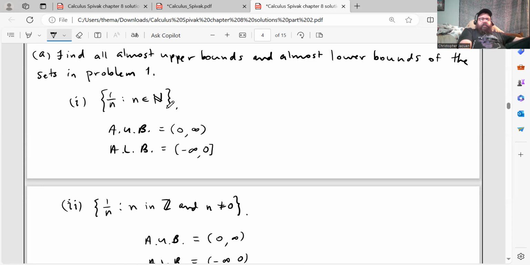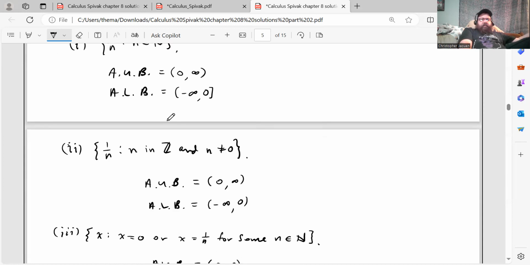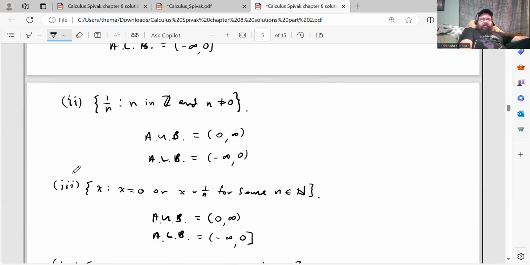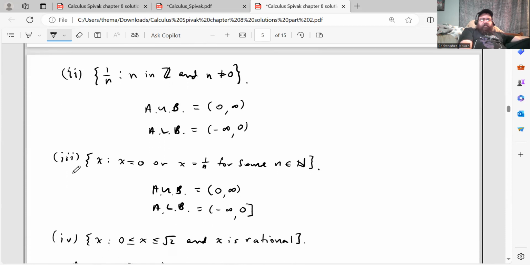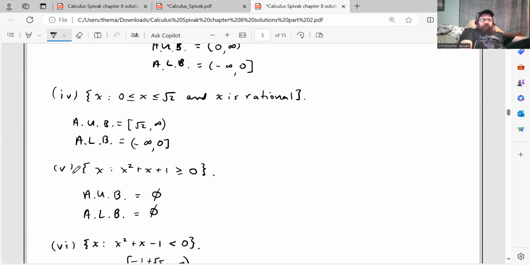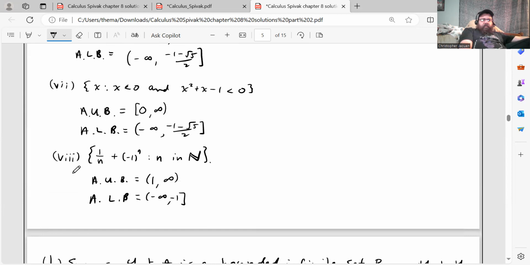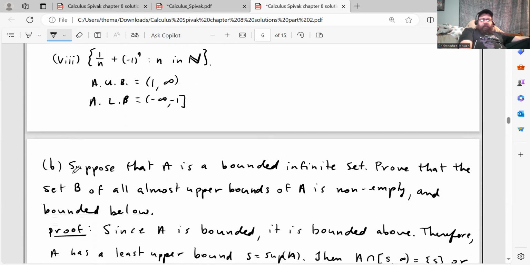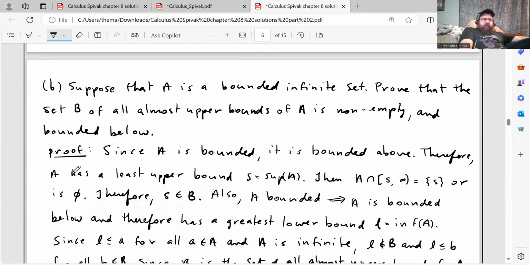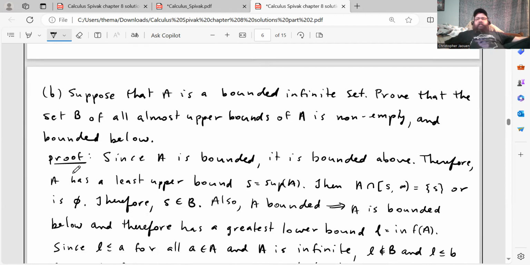Here we include 0. Maybe I should just scroll through it and you could see what the answers are, because I think the next part is a proof. These are the answers for these sets. You can find them yourself. It's relatively straightforward. Right.